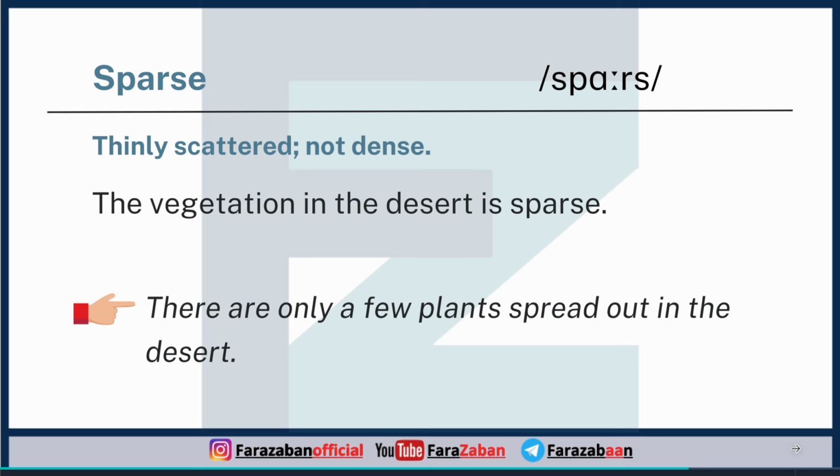Sparse. Thinly scattered or not dense. The vegetation in the desert is sparse. There are only a few plants spread out in the desert.